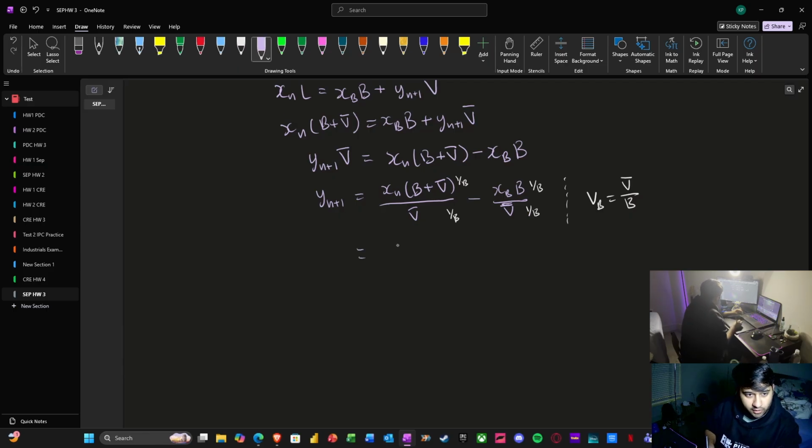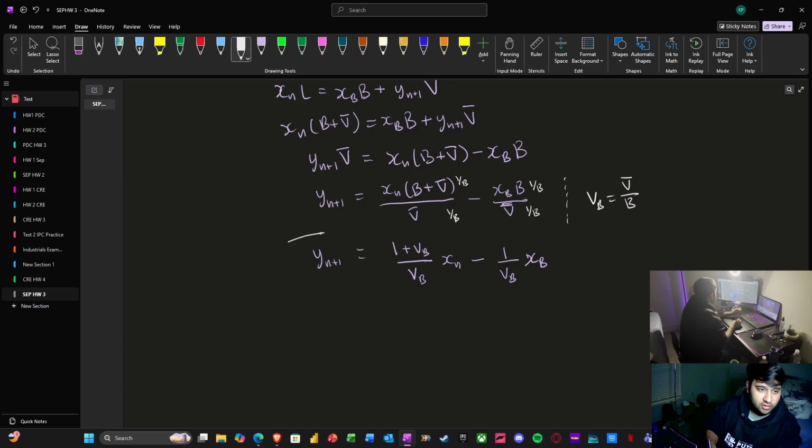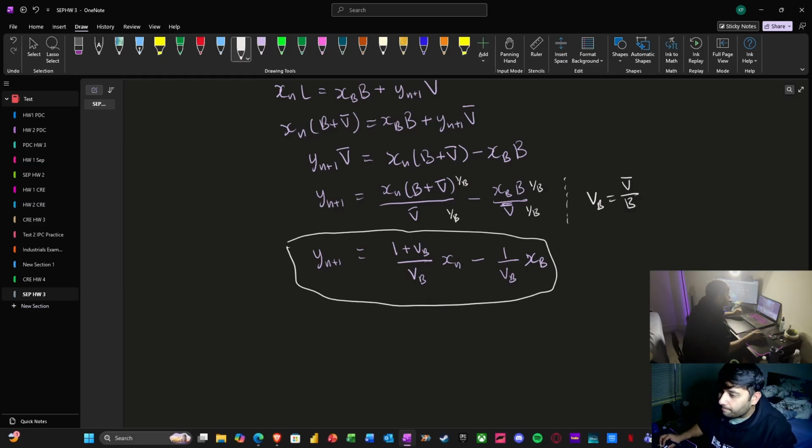And what we end up with is 1 plus VB over VB minus R, multiplied by xn, minus R over VB times xb. And this is the equation for our operating line in terms of stripping.